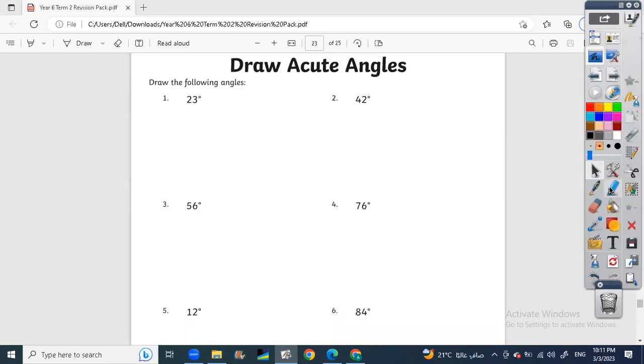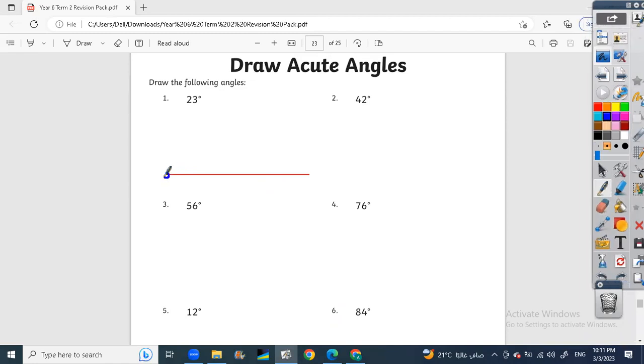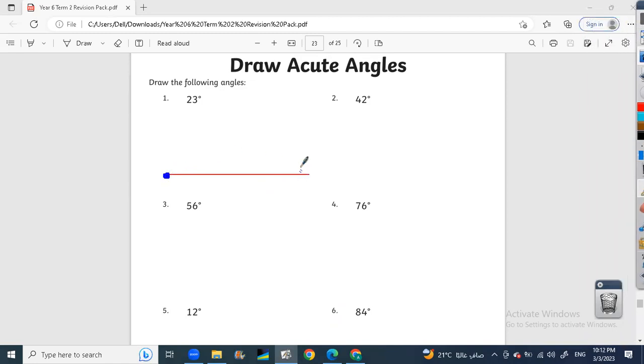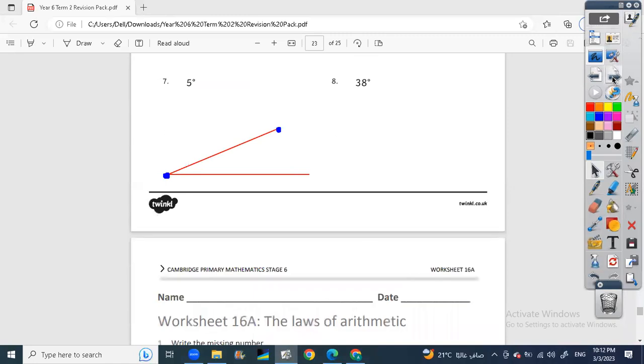Drawing an angle. You're going to just draw a straight line, any straight line, just like this. You put the center of the protractor over here. You find the measurement until you reach 23. For example, you found here that 23 on the protractor is here. Then you just link the two points over here. This is going to be 23 degrees. Okay, guys? All right.